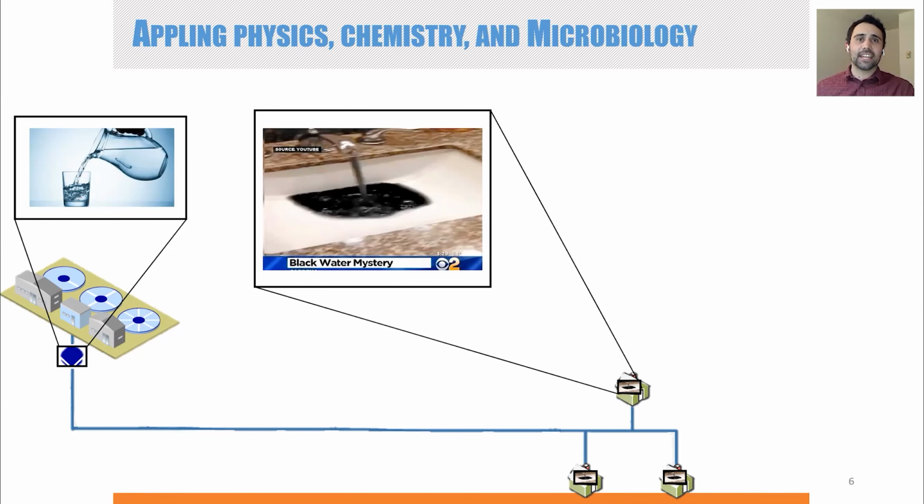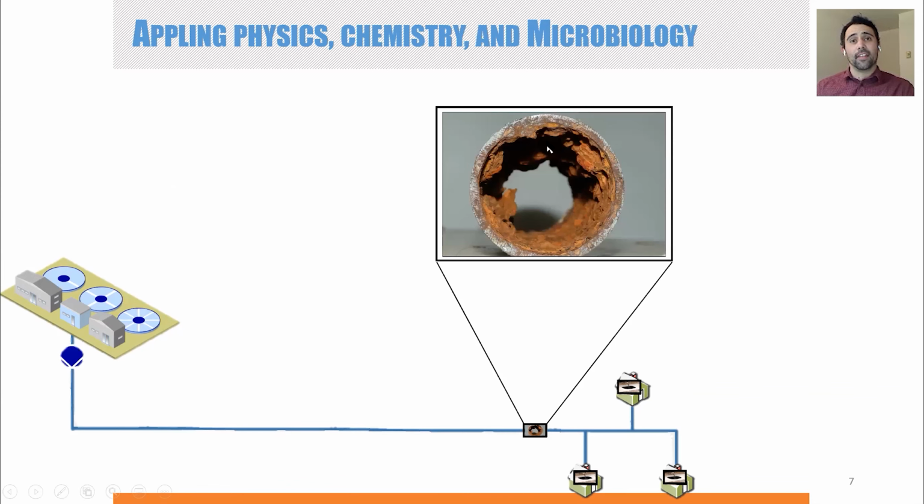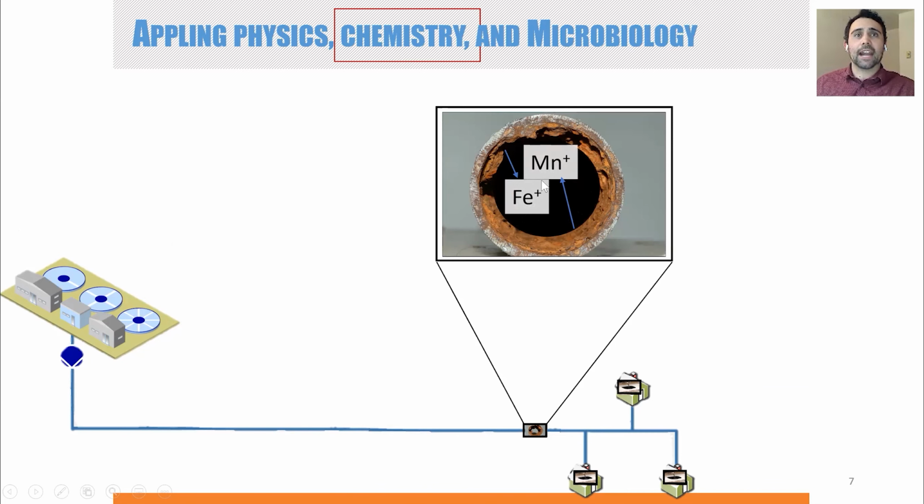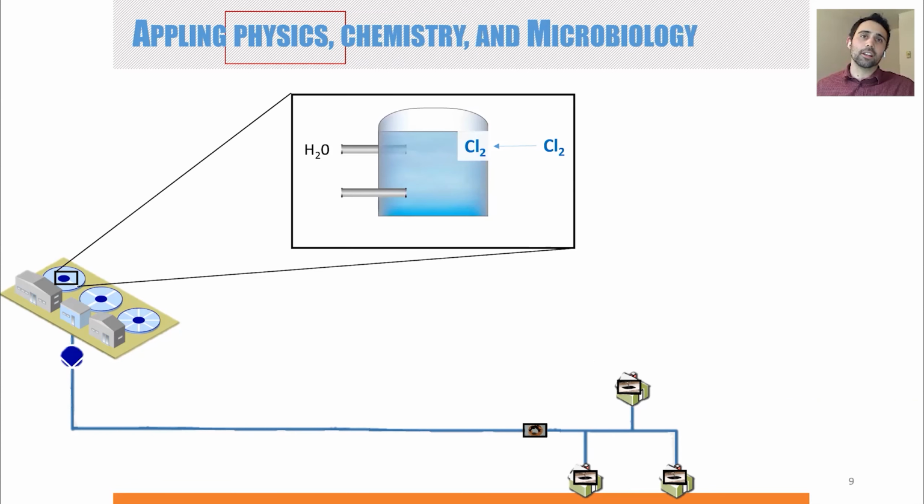We investigated why this was the case, and we found that their distribution system pipes were very corroded, and metals like iron and manganese would leach and turn the water black. This is where the chemistry comes into play, because chlorine can be added at low levels into the distribution system and react with the iron and manganese and cause it to precipitate and actually stick back on the pipe walls, making the water clear.